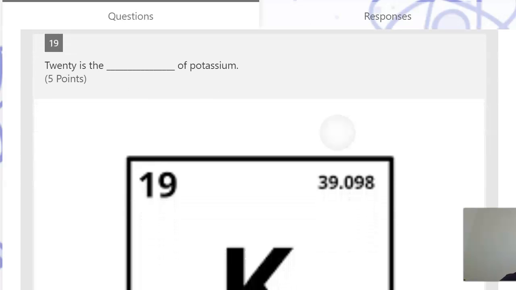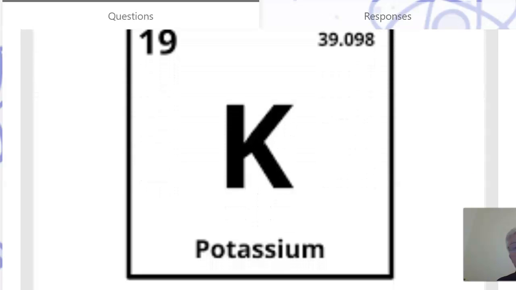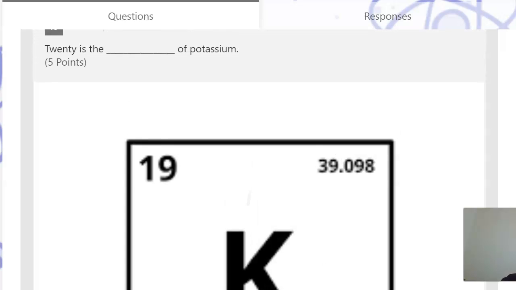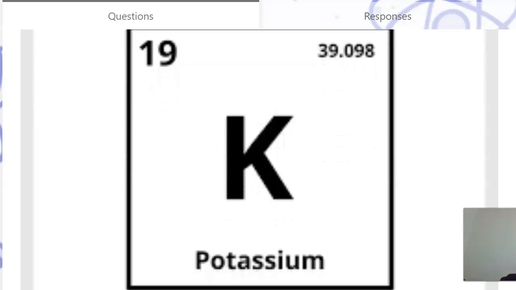Number 19. 20 is the blank of potassium. Well, here's potassium. You've heard of potassium before. You've seen the cereal Special K. It has an atomic number of 19. It has an atomic mass of 39.098. So if we want to find the atomic mass number, that would be 39. We want to find out the number of neutrons. Isn't that our question? 20 is the blank of potassium. So if we want to find the number of neutrons, 39 minus 19 is 20.